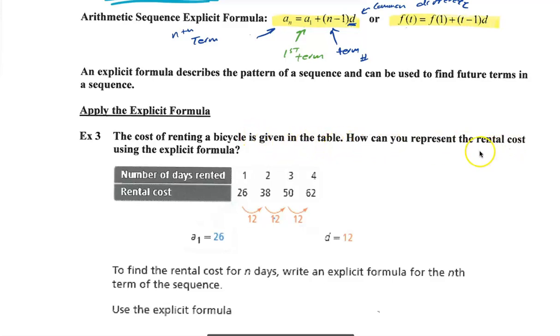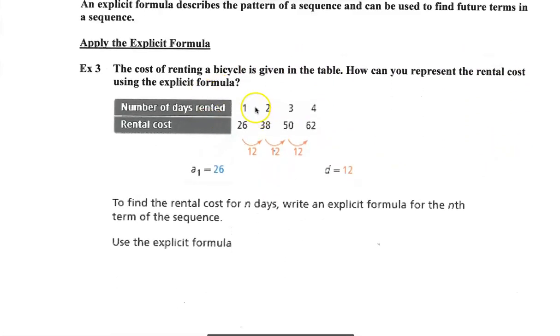How can you represent the rental cost using an explicit formula? So you can see it goes 1, 2, 3. So it's an arithmetic pattern, and we're adding a common difference every single time. It's always 12. That makes an arithmetic sequence, right? And if I want to do an explicit formula, that is this formula: a_n equals a_1 plus n minus 1 times d.